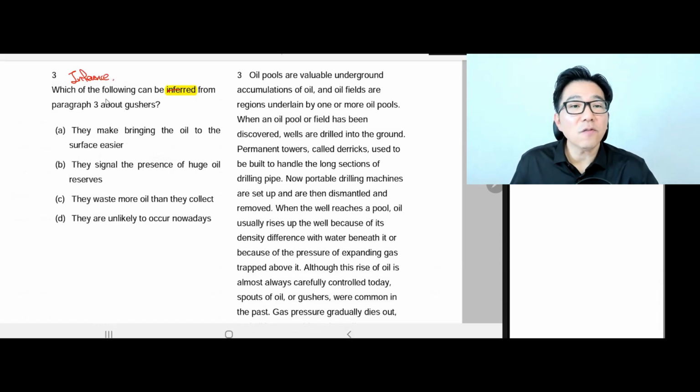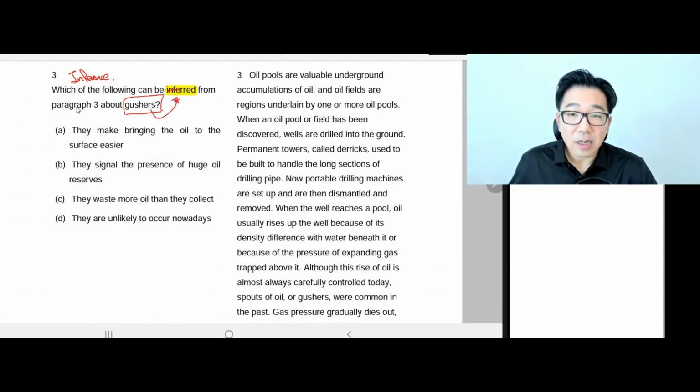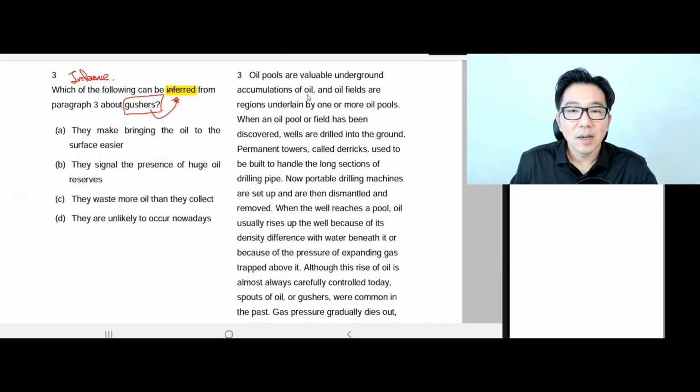So the question is, which of the following can be inferred from paragraph 3 about gushers? Okay, what can we infer about gushers? Right, let's read on. Paragraph 3: oil pools are valuable underground accumulations of oil. Okay, so oil, pool of oil. Yeah, I bet it's valuable. And oil fields are regions underlain, past participle of underlie, by one or more oil pools. Okay, so self-explanatory. Oil pools are pools of oil, and oil fields are several oil pools put together.